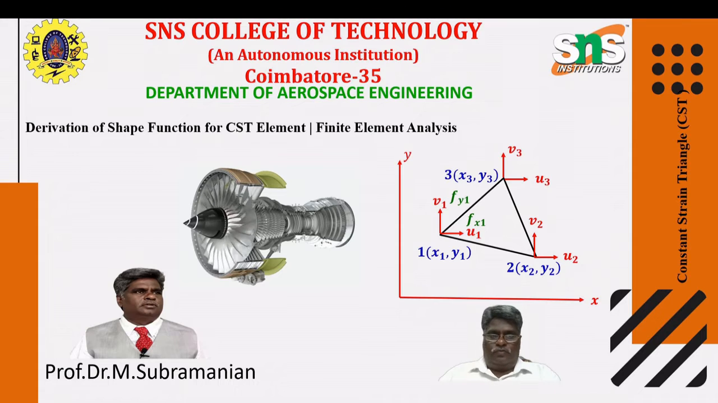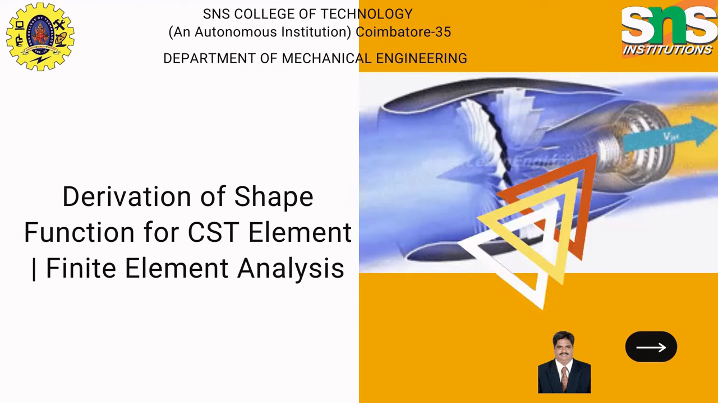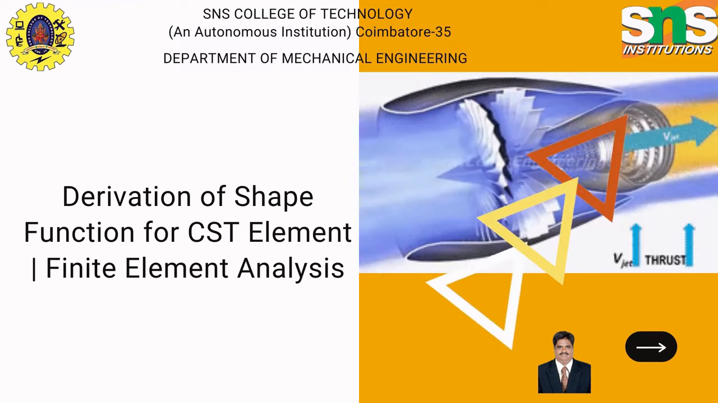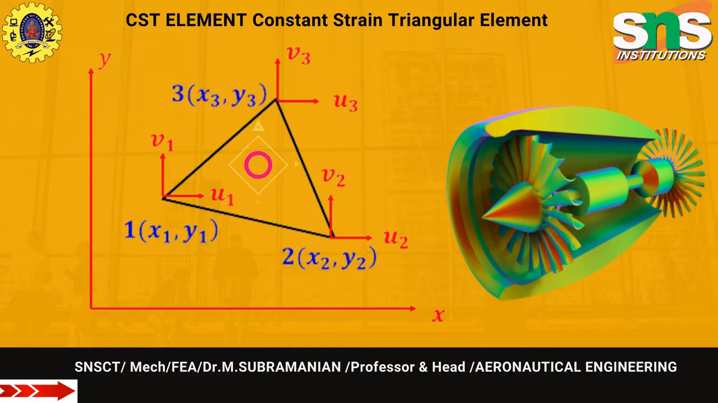In this video, we are going to see the derivation of shape function for constant strain triangular element in Finite Element Analysis. Hey to all, in this video section, I am going to show you the derivation of shape function for CST element. CST element, constant strain triangular element, decomposes a two-dimensional domain by a set of triangles. Each triangular element is composed of three corner nodes. Each element shares its edge and two corner nodes with an adjacent element.